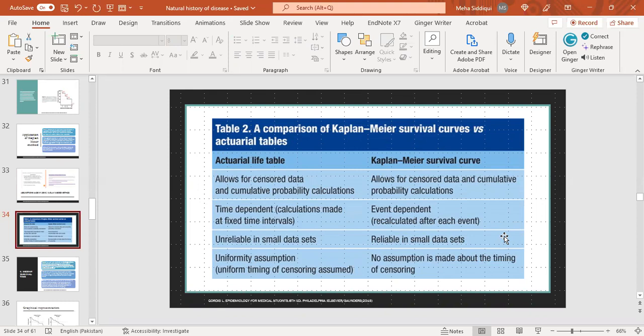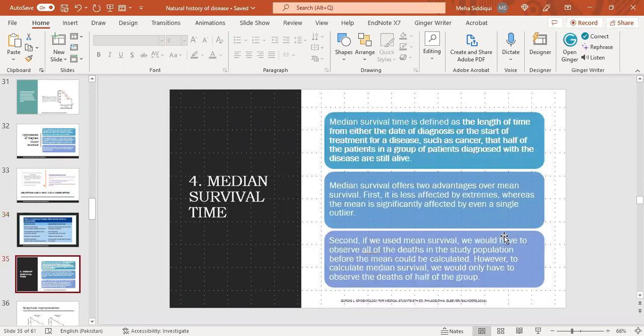Kaplan-Meier is reliable in small data sets. The uniformity assumption in a life table is that uniform timing of censoring is assumed. However, no assumption is made about the timing of censoring in the Kaplan-Meier curve. Then comes median survival time.